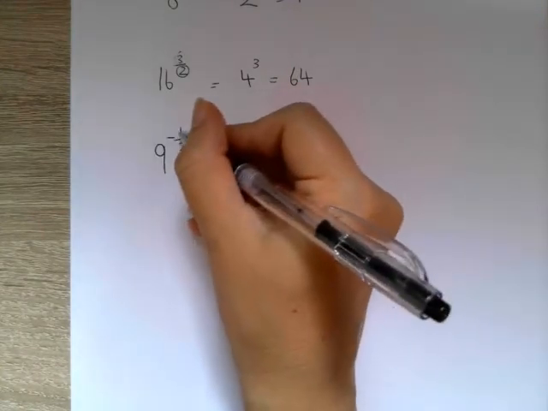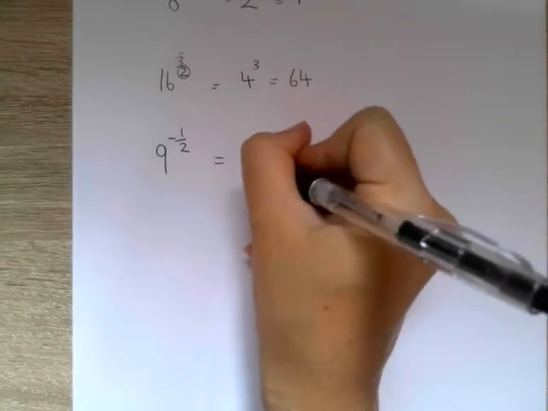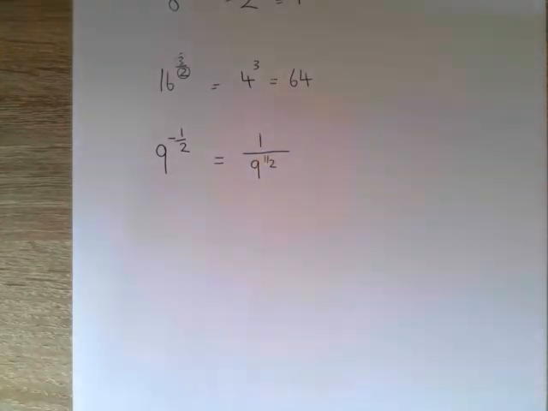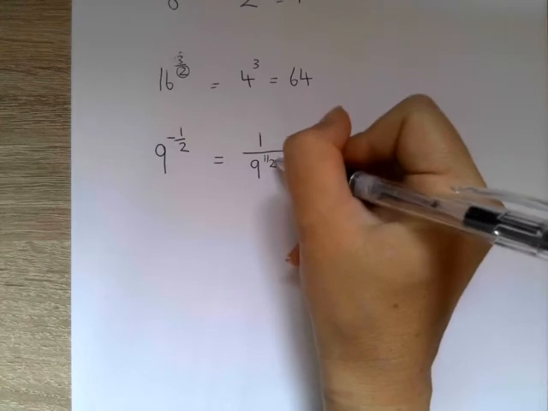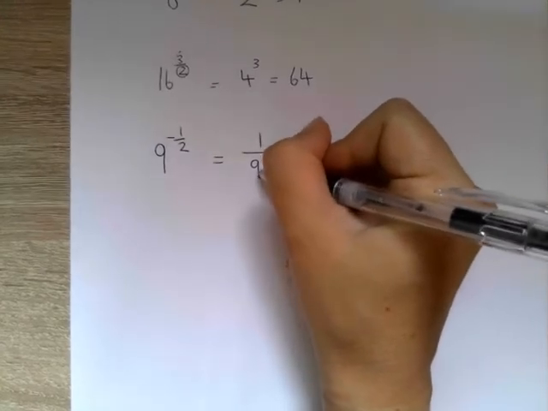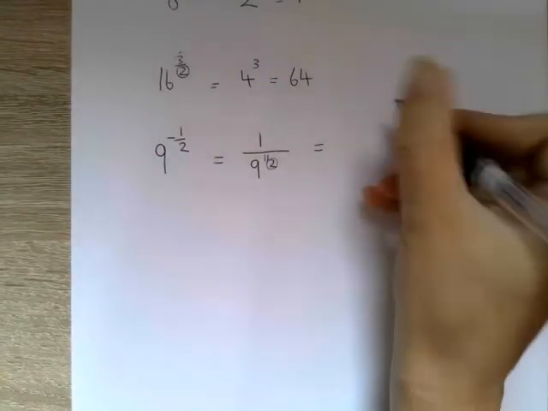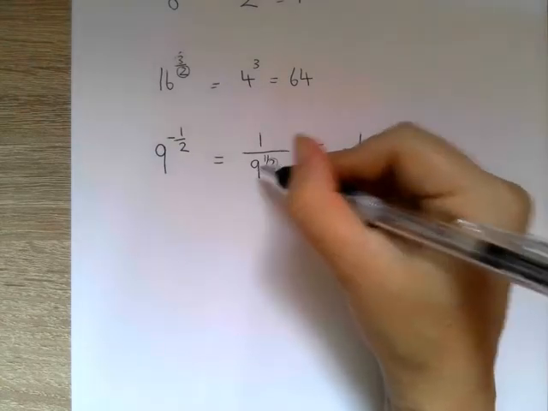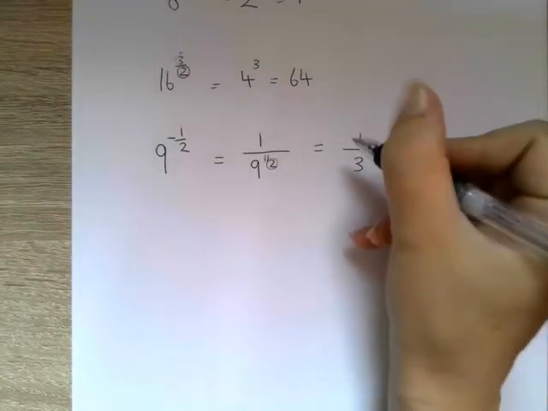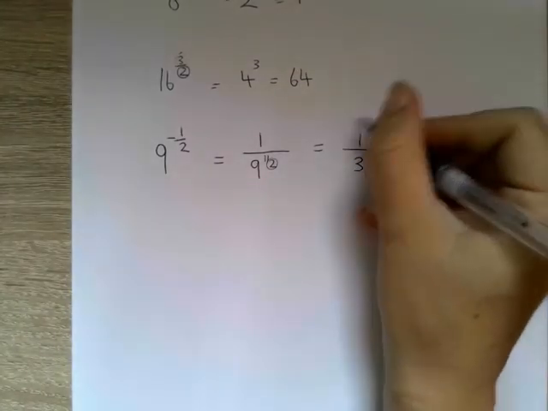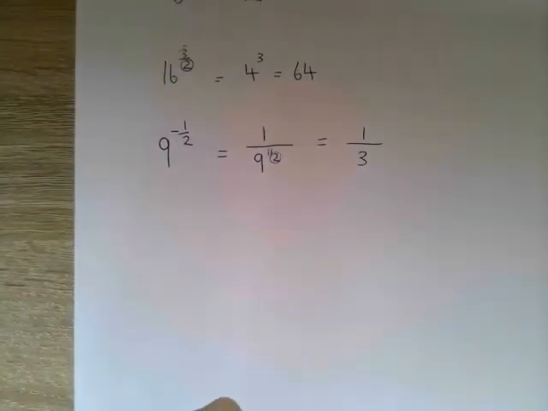1 over it, and we're going to make the power positive. So it'll be 1 over 9 to the power of positive a half. But now I need to deal with the fraction. So check the bottom number, it's a 2. That means I want to square root it. So it'll be 1 over the square root of 9, which is 3. I don't need to do it to the power of anything because it's just a 1. 3 to the power of 1 is just 3. So my answer is 1/3.